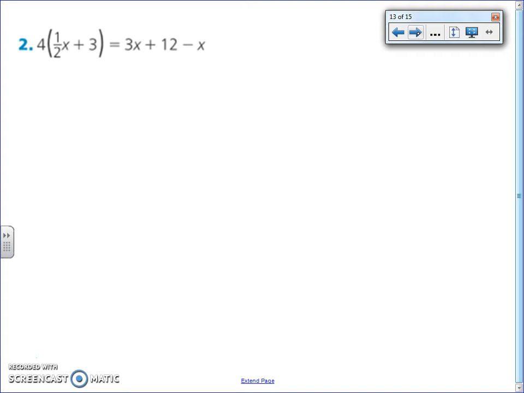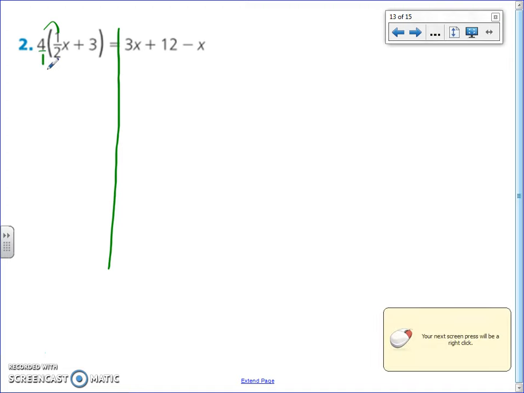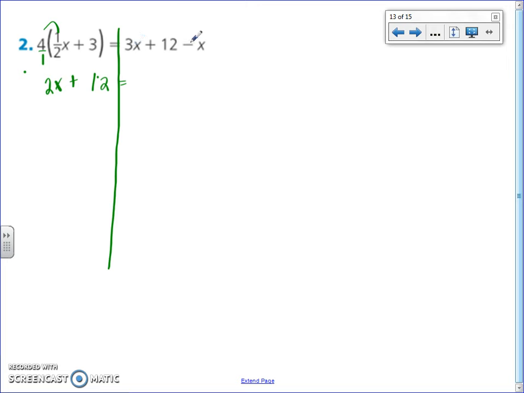All right, for number 2, we have 4 times the quantity 1/2 x plus 3 equals 3x plus 12 minus x. So I'm going to distribute here. 4 times 1/2 is 2x, plus 4 times 3 is 12. I'm going to combine like terms on this side. 3x minus x is going to give me 2x plus 12.